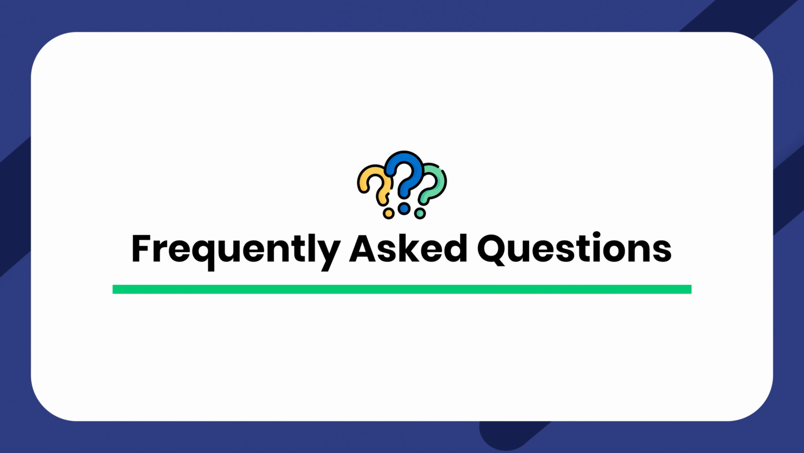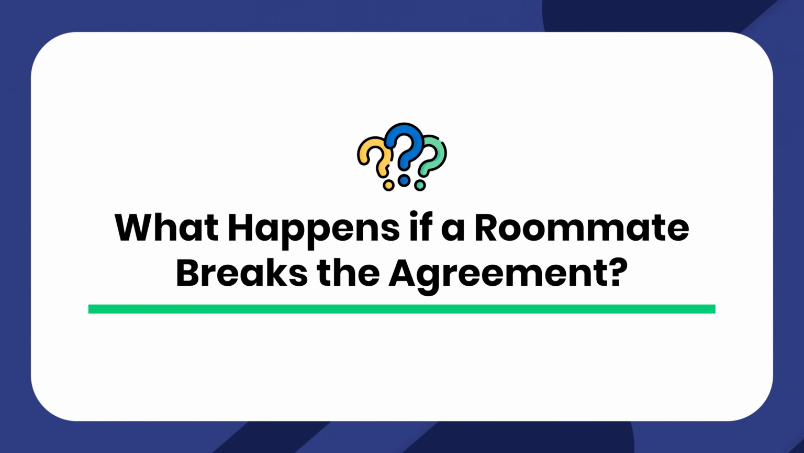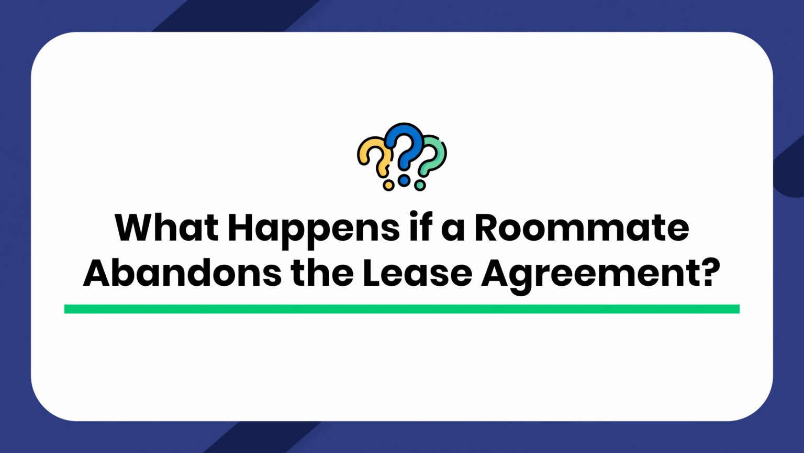Frequently asked questions. What happens if a roommate breaks the agreement? The eviction regulations in the state will apply to the roommate. Furthermore, the roommate's infraction may be mentioned in a notice to quit along with a deadline for the roommate to make amends. What happens if a roommate abandons the lease agreement?